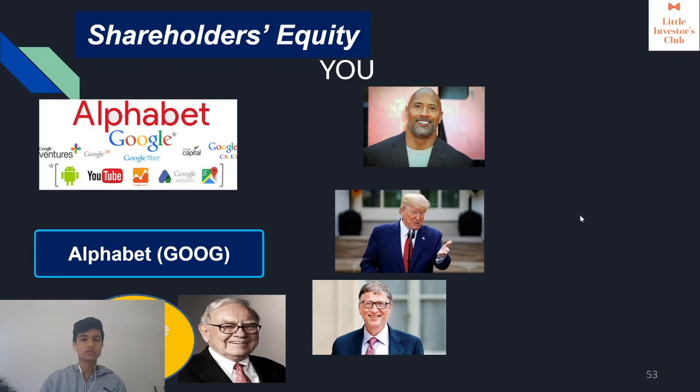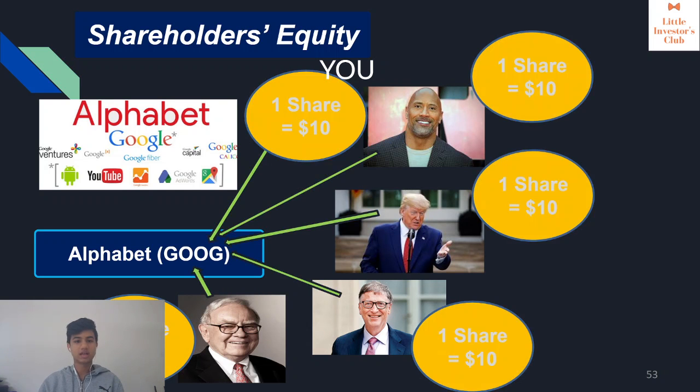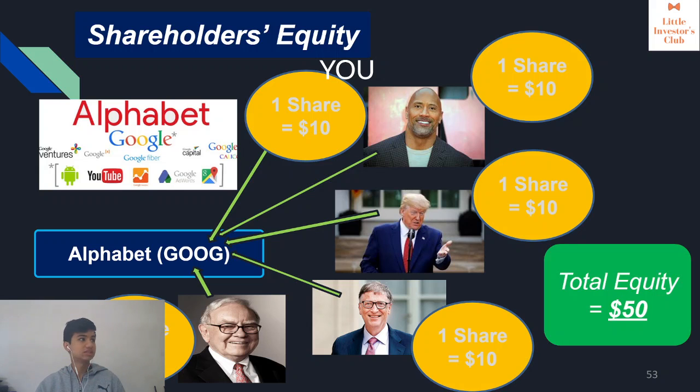First, shareholders' equity is basically calculated with all the net worth of a business, so all the value of the stocks together. Take this example where you and four other people all invest $10 per share into a company. That basically means that the total equity of the company, or the shareholders' equity of the company, will be $50.